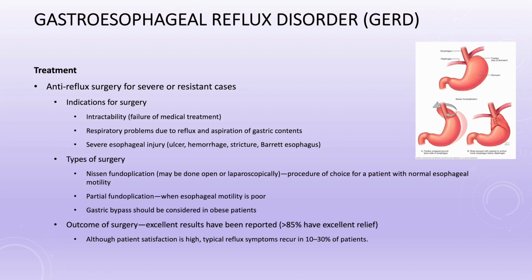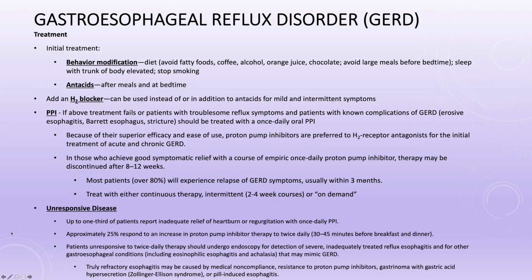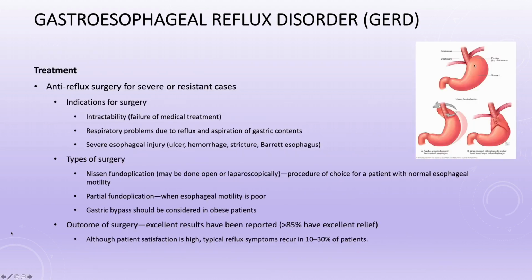the Nissen fundoplication, which is pictured here. So this is the Nissen fundoplication, where you take the fundus of the stomach, wrap it around and sew it together, and that tightens up the lower esophageal sphincter so that acid isn't able to come up. We can also do partial fundoplications.